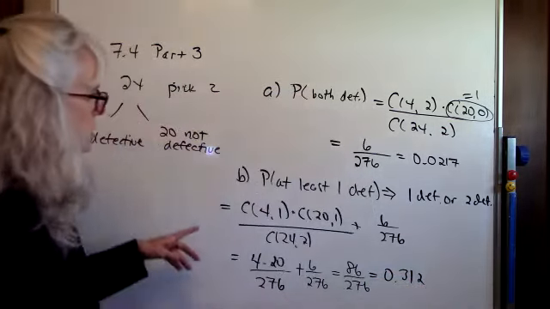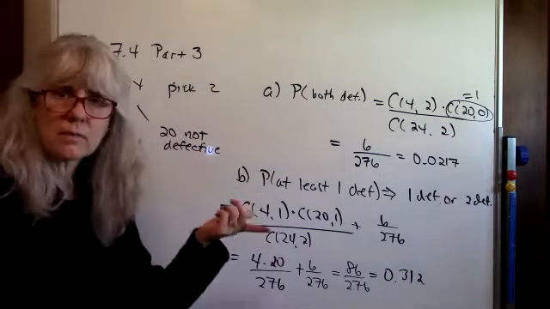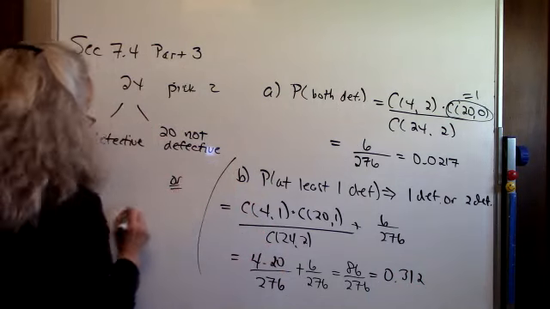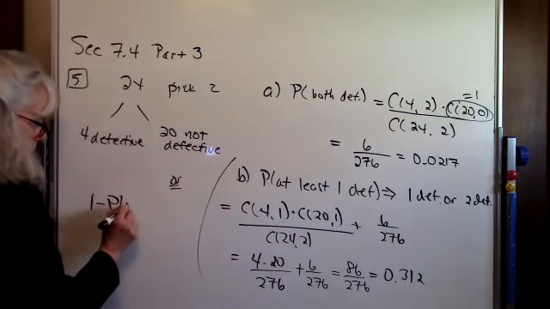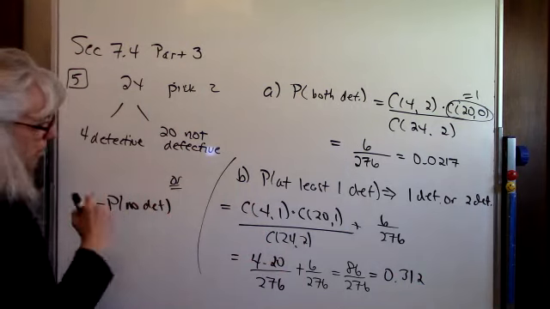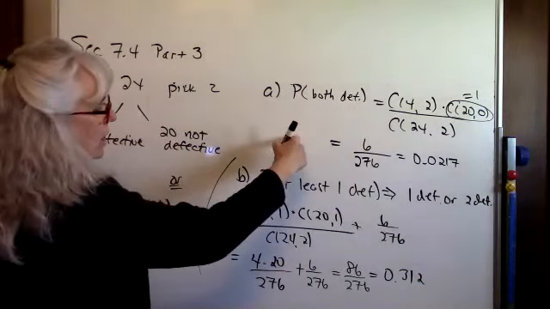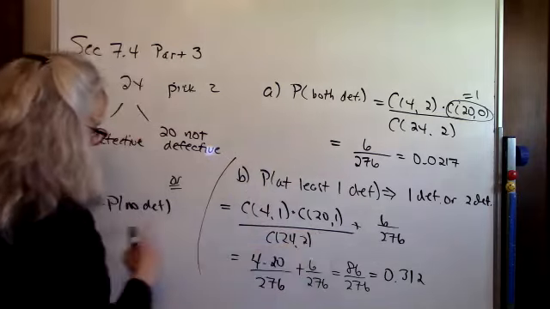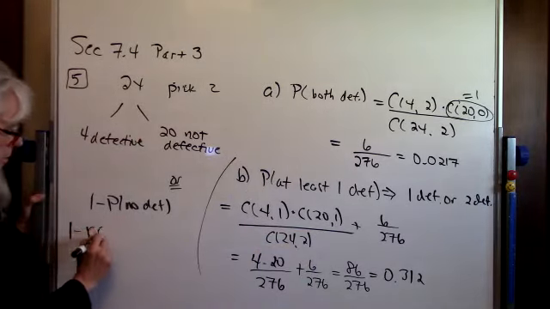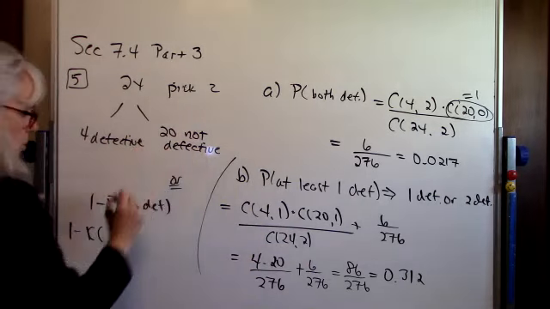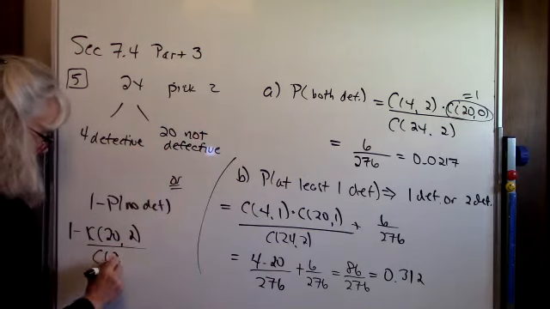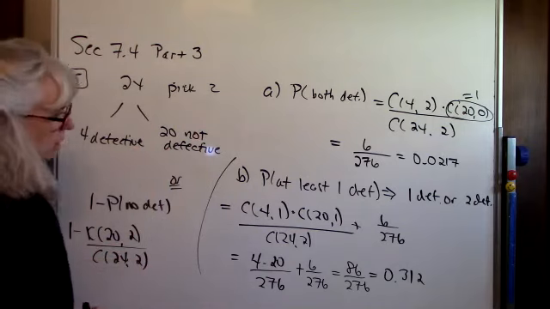Now, I could have done this as the probability of no defectives and subtracted from 1. So recognize we could have come in and done 1 minus the probability of no defectives. Either way works, but because we'd already figured out both defectives, I chose to go this route. This way would also work. So if we wanted to do this, we could do 1 minus the combination of picking both of them from the 20 that are good over the combination of 24 choose 2. That would also work. You'll get the same answer.